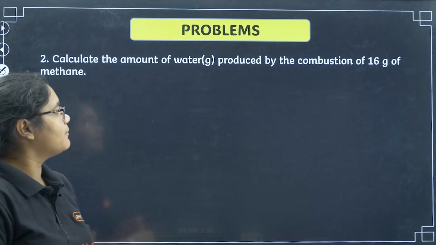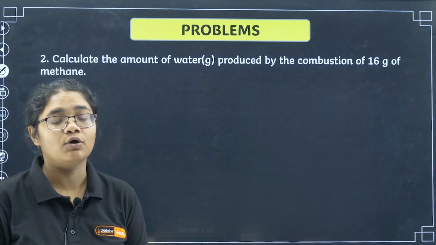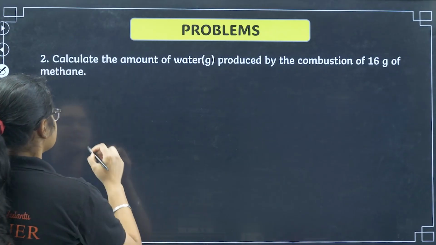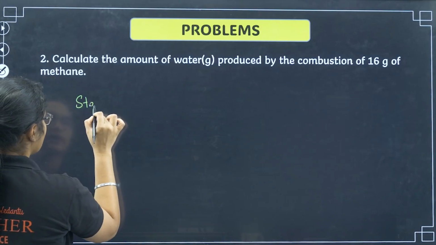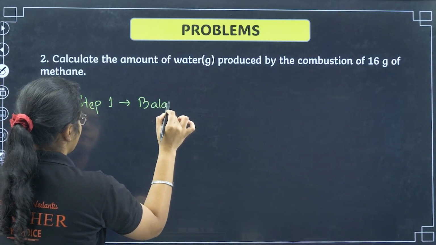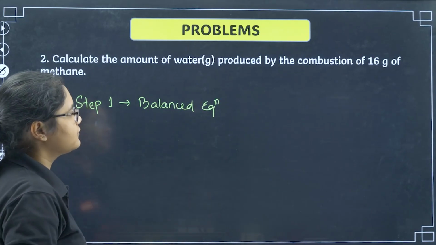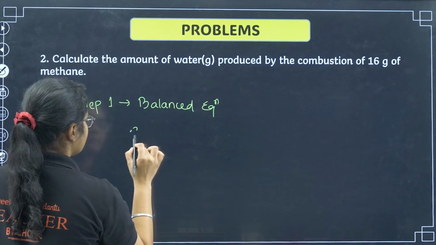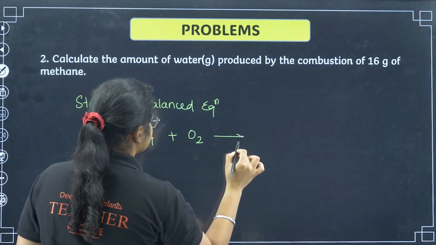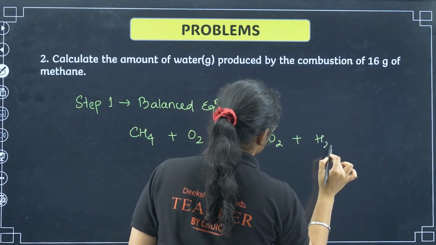Next, calculate the amount of water produced by the combustion of 16 gram of methane. Okay, so this is from stoichiometry. So step 1 is what? Step 1 is to write a balanced equation here. Okay, so first we have to write the combustion of methane. So CH4 plus O2 gives CO2 plus H2O.